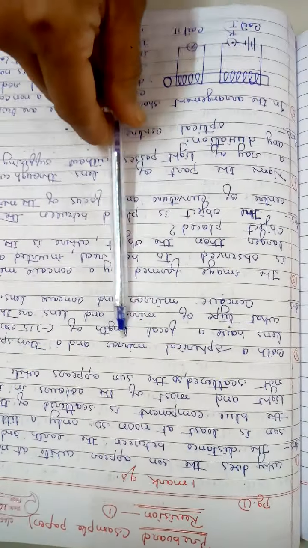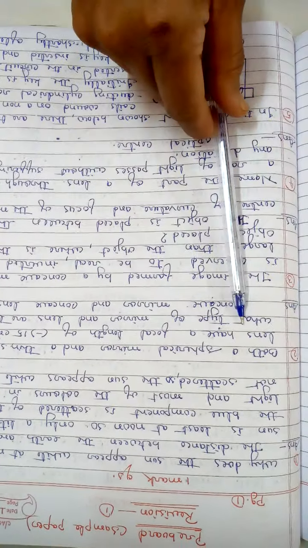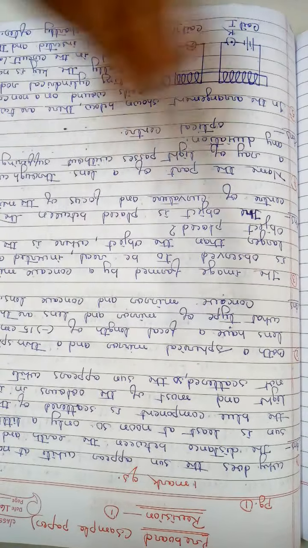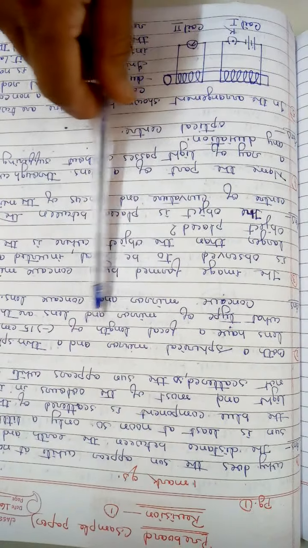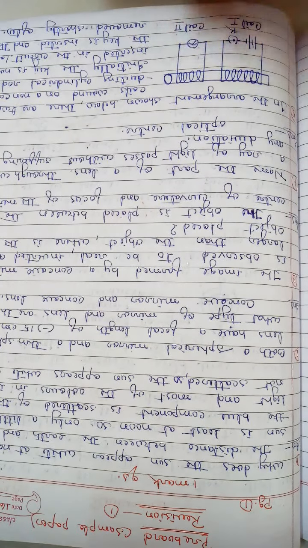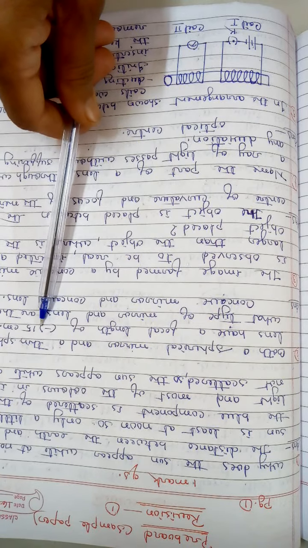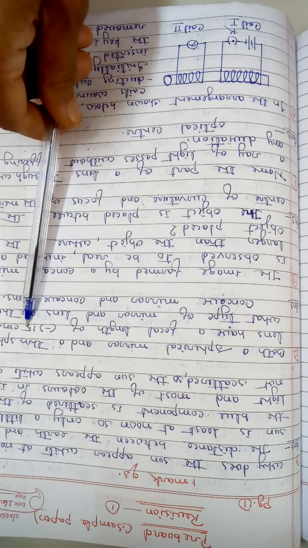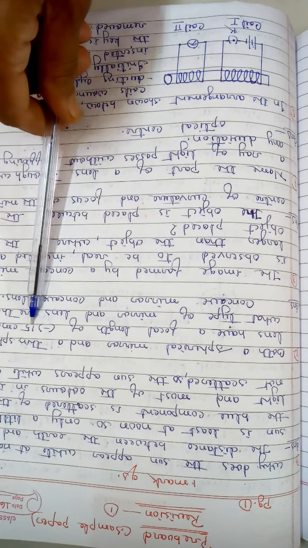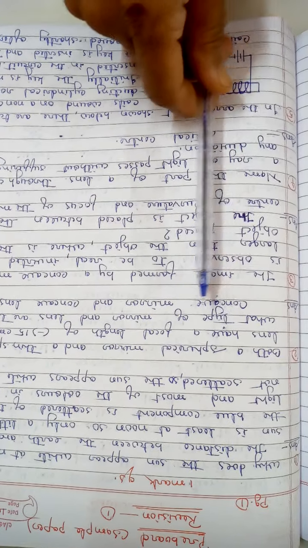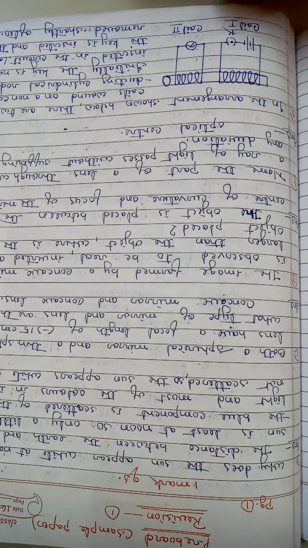Now both a spherical mirror and a thin spherical lens have a focal length of minus 15 centimeter. What type of mirror and lens are these? As it is obvious, since it is a negative quantity, the focal length is negative. That means the given mirror and the lens both are concave.